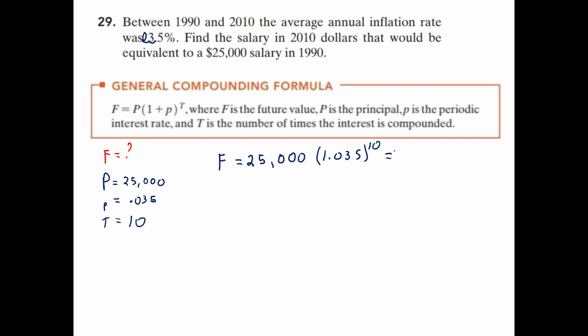Okay. And so what my calculator tells me is that this is $35,264.97, rounded to the nearest penny. It doesn't say what to round it to, so I am free to use my best judgment, and since we can go all the way to the nearest penny, we'll go to the nearest penny. And there we go.